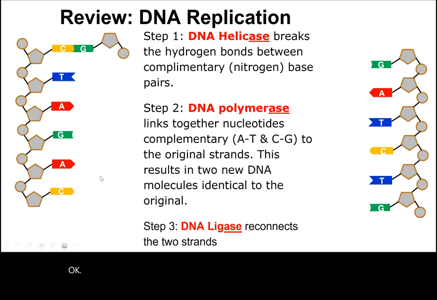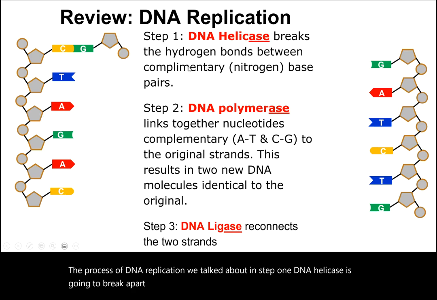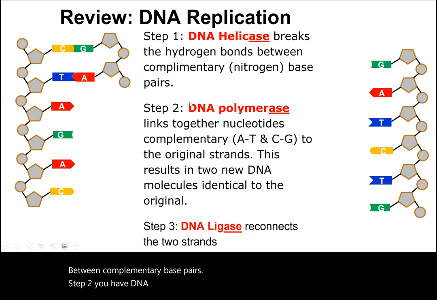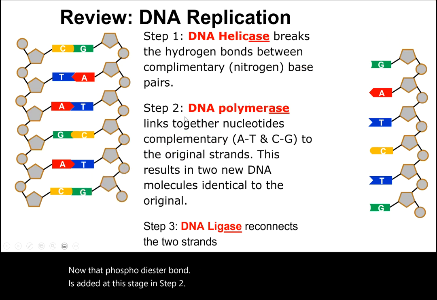So last time we talked about the process of DNA replication. In step 1, DNA helicase breaks apart the two strands by separating and breaking the hydrogen bonds between complementary base pairs. Step 2, you have DNA polymerase. It's going to come add base pairs. Now, that phosphodiester bond is added at this stage in step 2. We always move in the 5 to 3' direction.